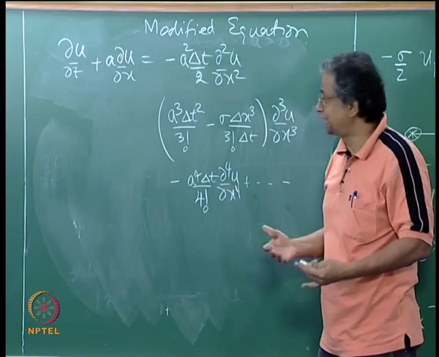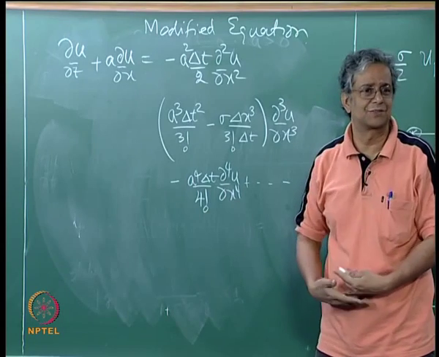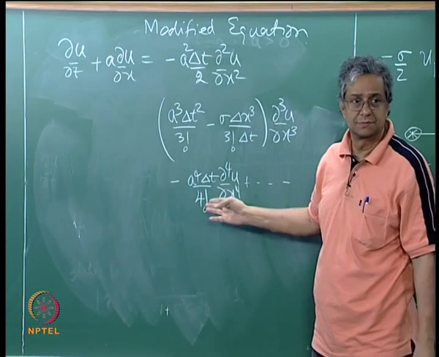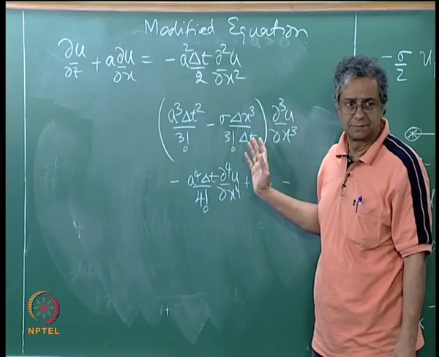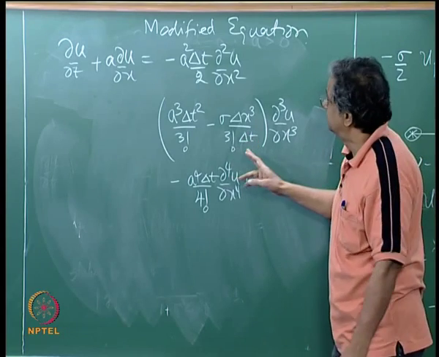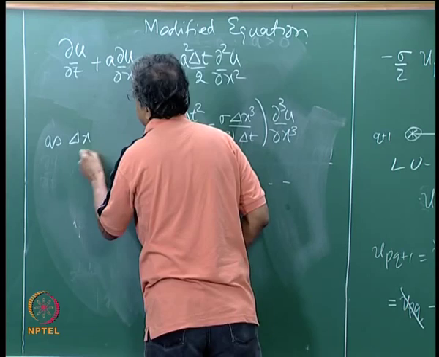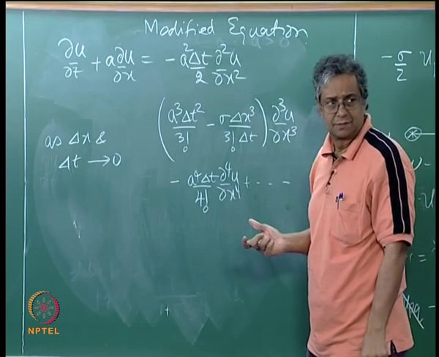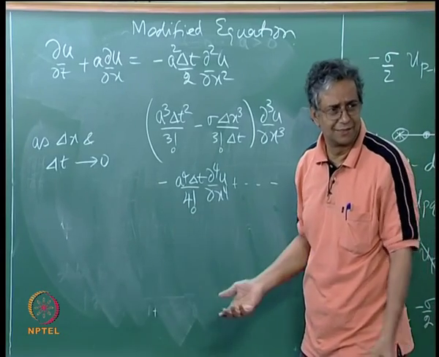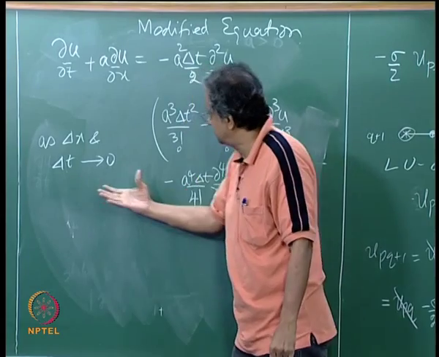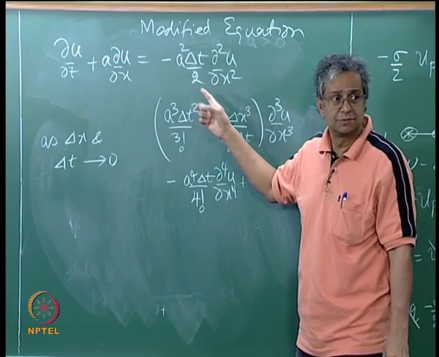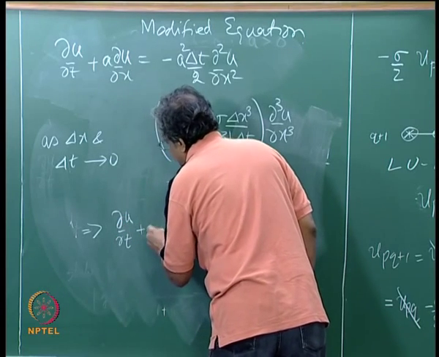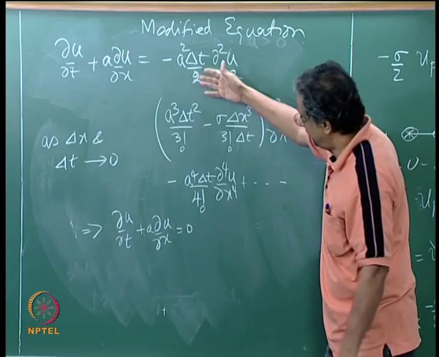Again, when you have two such things going to 0, there is always an issue as to whether something is going faster. So we want Δt and Δx going to 0 in a similar fashion. As Δx and Δt go to 0, all of these individual terms go to 0, the right hand side terms all go to 0. Is that fine, everyone? As Δx and Δt go to 0 in a comparable fashion, meaning the ratio of Δx and Δt does not change, for instance, the modified equation goes to the original equation, ∂u/∂t plus a ∂u/∂x equals 0.